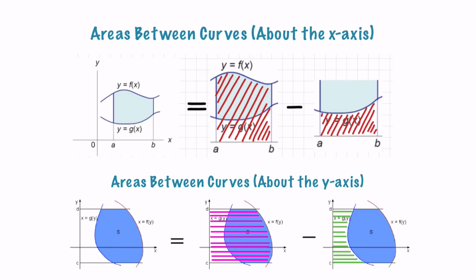Very intuitive and logical. And if you're doing it with respect to the y-axis, and be aware here functions have to be functions of y, then you're going to take the area to the left of the right function minus the area to the left of the left function. So you take the big area from the y-axis to the furthest function, and then the area from the y-axis to the closest function, and subtract. That's all we need to know.